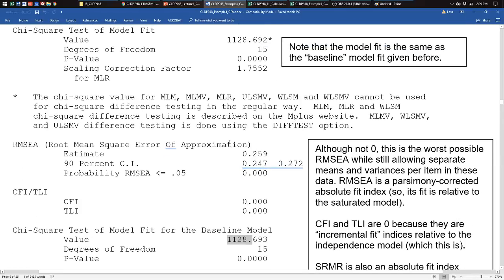Now, why would you ever do this? This provides an upper bound for just how bad your other fit indices can be. So CFI and TLI, those ones are relative to the null model, which is why they're 0. But RMSEA is relative to the saturated model. So this is the worst possible RMSEA you could have for these data. That's the upper limit, 0.26. Our model was 0.17, so that tells us we're not doing very well at all.